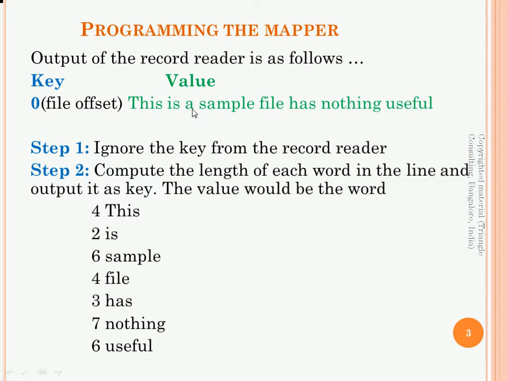The length of the letter "a", okay, I've just missed out "a" over here, so I'm sorry for that. I've just missed out the letter "a". But next is "sample". The length of the word "sample" is 6, and then you have the word itself. So when you process the complete input line, the mapper is going to output keys and values, where the key is the length of the word and the value is the entire word. This is the programming logic that goes into programming the mapper.